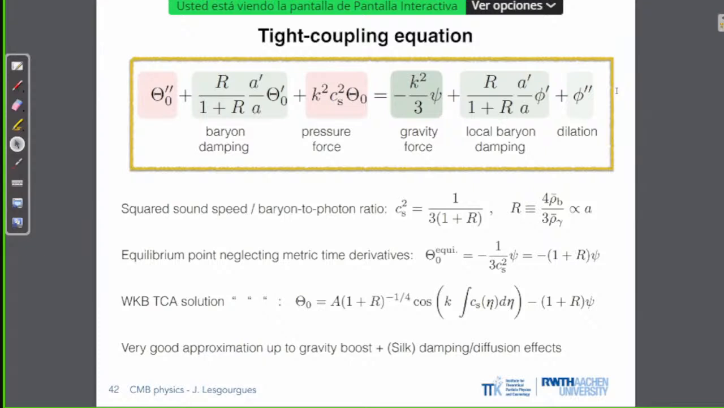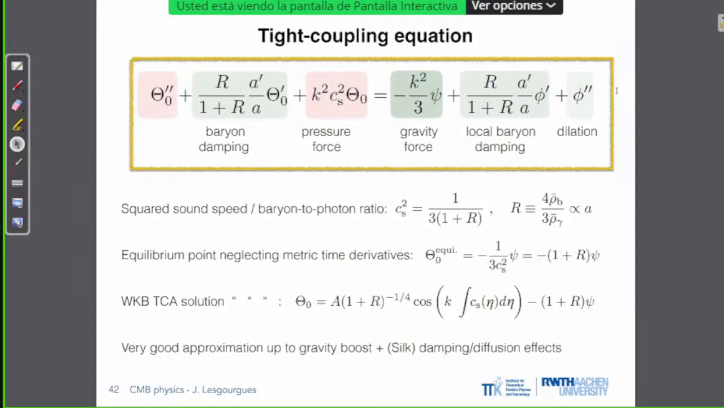This is a very good approximation to theta 0, just neglecting two things. It neglects the fact that there are these dilation and gravitational corrections. We will see what role this has. And it comes from the tight coupling approximation. So it neglects the fact that when you approach recombination, this equation is not a good description anymore.